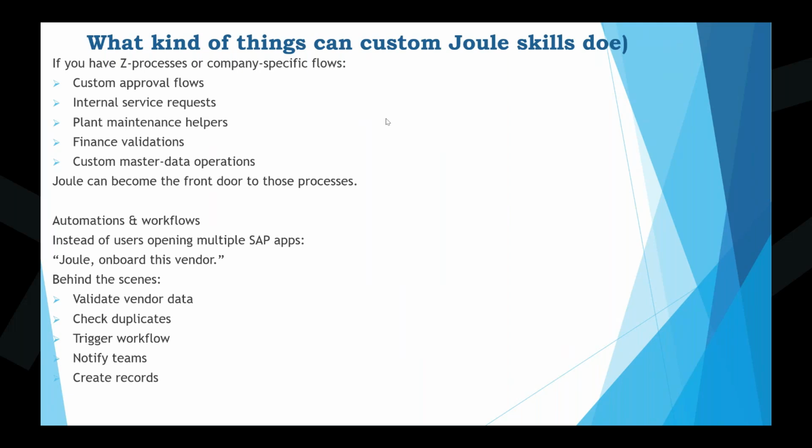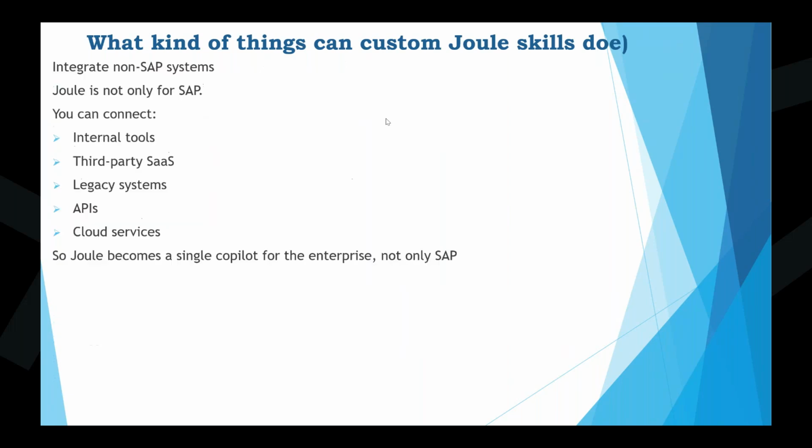Any more questions? Next, we can integrate. What does the custom Joule skill do? Yes, you can integrate non-SAP systems. You can connect with internal tools, third-party applications, legacy systems, APIs, and cloud services. So Joule becomes a single co-pilot for the enterprise, not only for SAP.